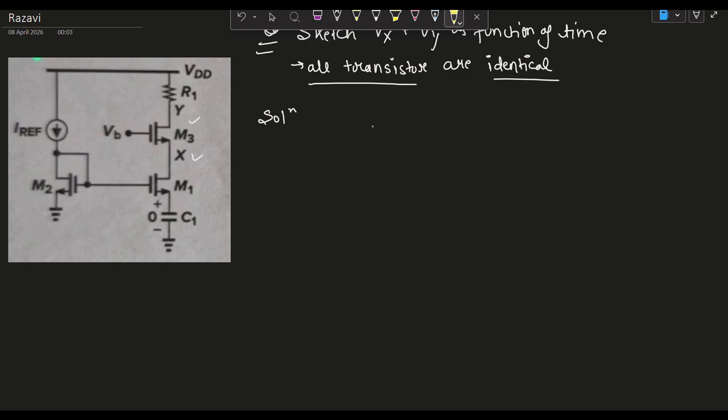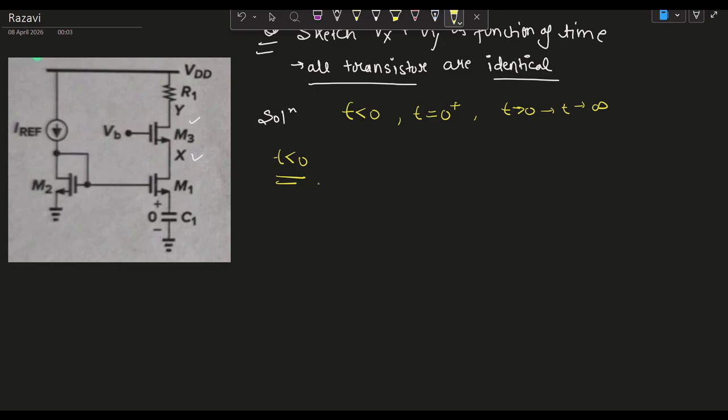There are three time phases: t less than 0, t equal to 0 plus, and t greater than 0, or we can say t at infinity. First we analyze t less than 0. At t less than 0, we assume that there is no reference current, like in the simulator as well.